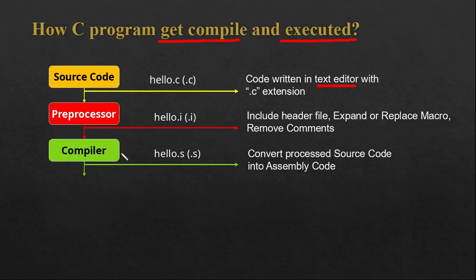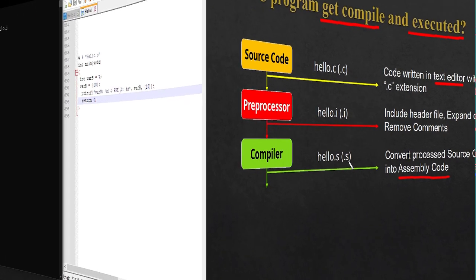So the next step is the compiler. Usually we have the compiler and assembler combined, or we can see them separately also, but we will see the compiler process, and the first thing is to generate the assembly code. The compiler will convert the preprocessed source code into assembly code, right? And it will have an extension of .s. So let's see how we can generate this assembly code and what will be there.